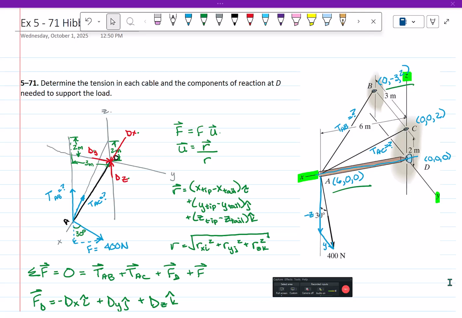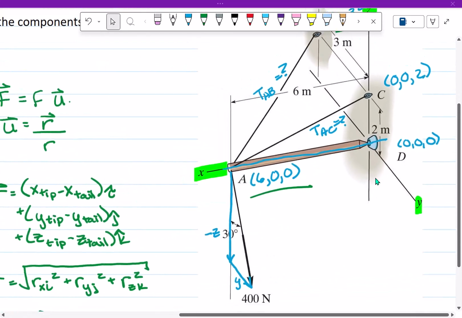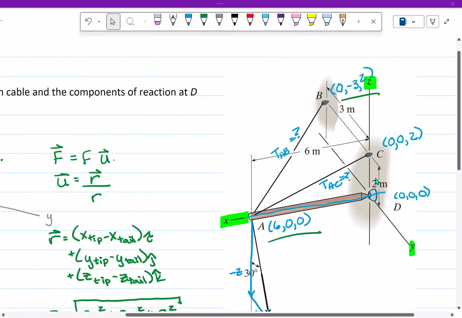So again, we're going to start. I'm going to explain a little bit about what we talked about on Friday. In this problem, it says we want to determine the tension in each cable and the components of the reaction at D needed to support the load. If we look at our setup here, we have our components at D against the wall. And then we have the tension in cable AB and AC that we're also interested in.